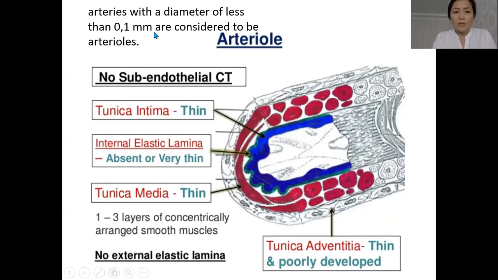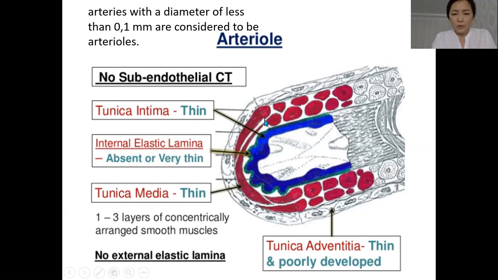Arterioles. What are arterioles? Arteries with a diameter of less than 0.1 millimeter are considered to be arterioles, remember. Arterioles also consist of 3 layers: tunica intima, tunica media, and tunica adventitia. Tunica intima, of course, consists of endothelium, a very thin tunica intima. Internal elastic lamina in the wall of arterioles is absent or very thin. It again depends on the diameter of the arteriole.